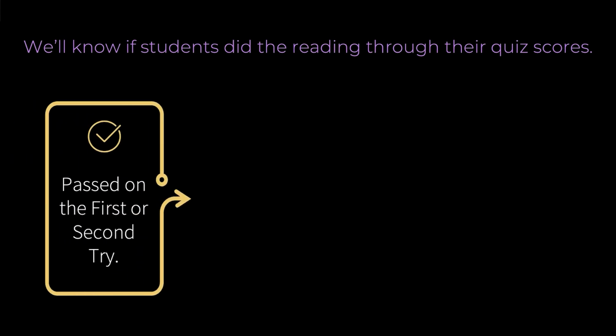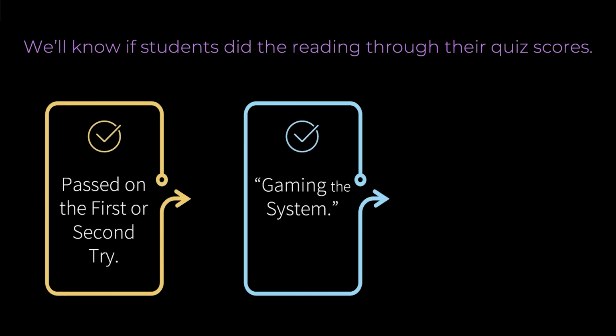Quiz data often gives us all the information we need. We'll know right away if students did the reading assignment through their quiz scores. If they passed a quiz on the first or second try, then they likely read the material. If they made multiple failing attempts before they pass, they may be trying to game the system by just taking the quiz repeatedly until they pass.